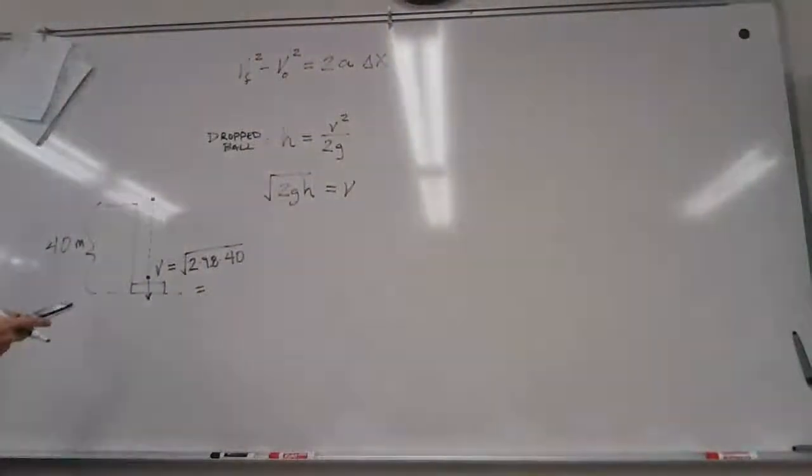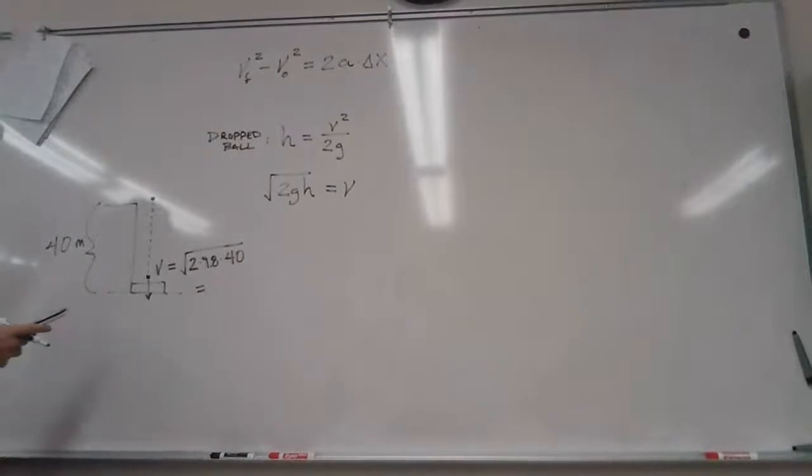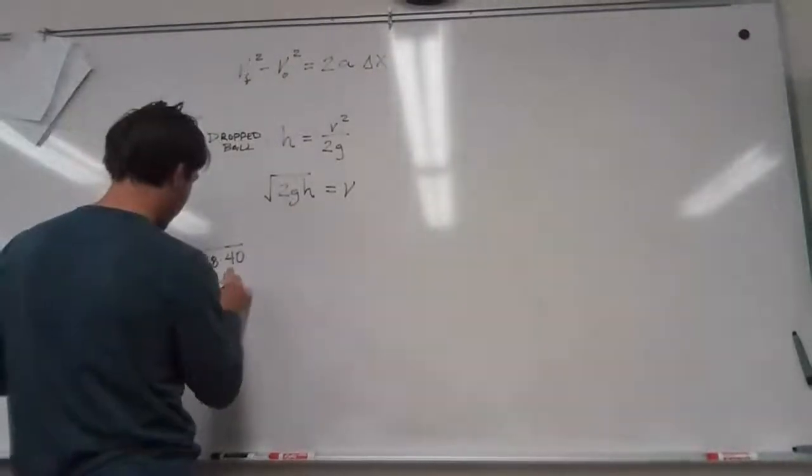Great. Calculator. What is the square root of 9.8 times 80? Oh, no, not that. Helps if you type it in correctly. Turns out it's exactly 28. It's pretty neato.